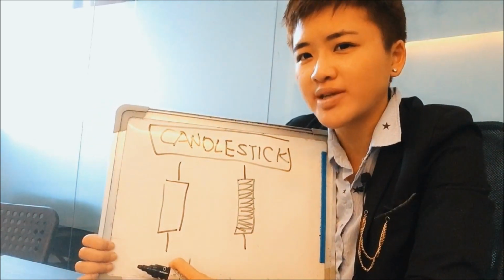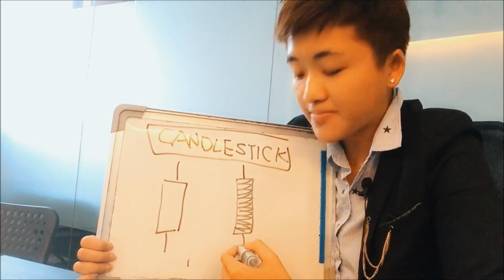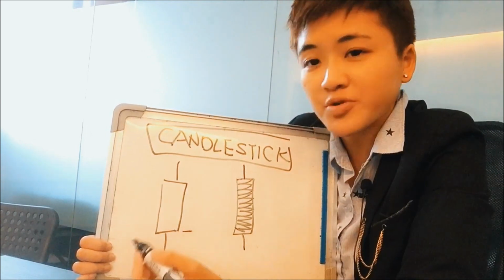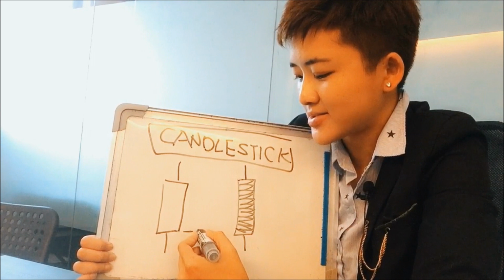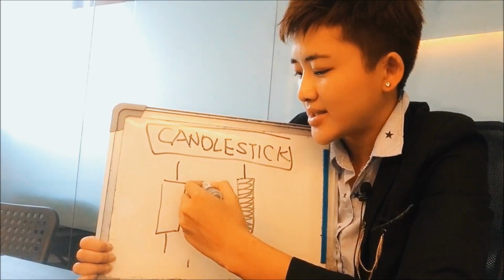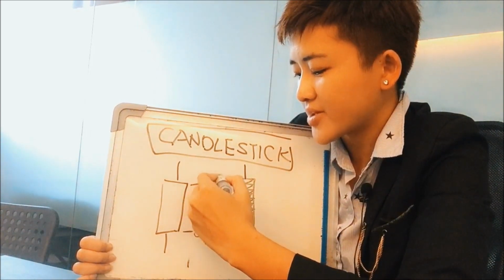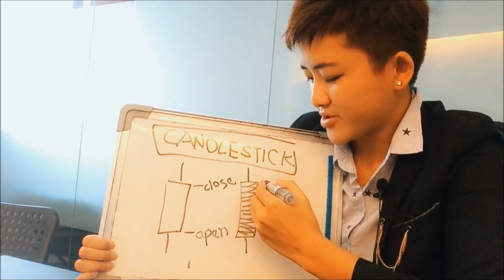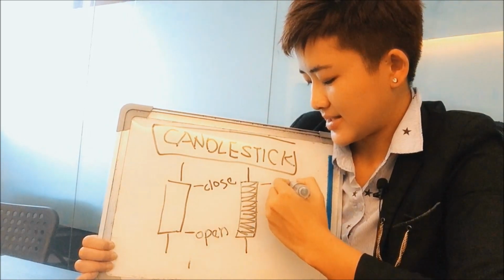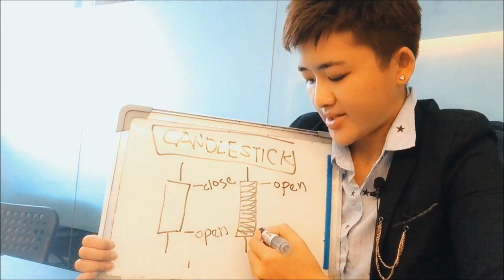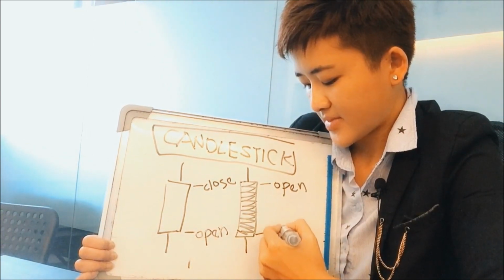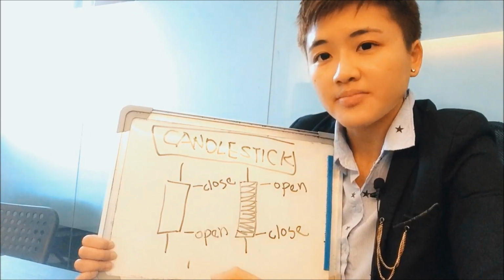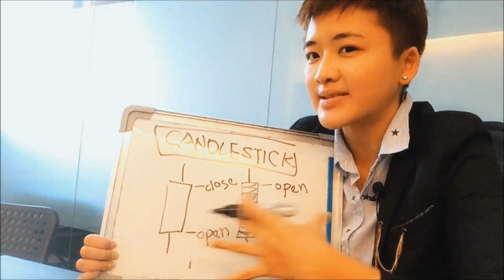So what's the difference between the bullish candle and the bearish candle? For the bullish candle, the price opens at the bottom and then it closes right at the top. And for the bearish candle, the price opens at the other end, which is at the top, and it closes right at the bottom. To put it simply, this is the difference.